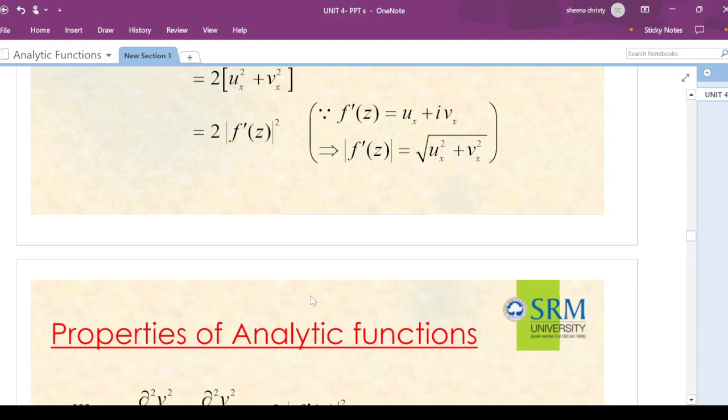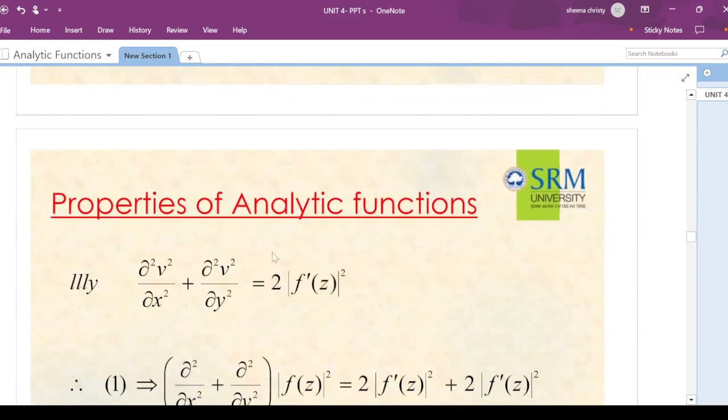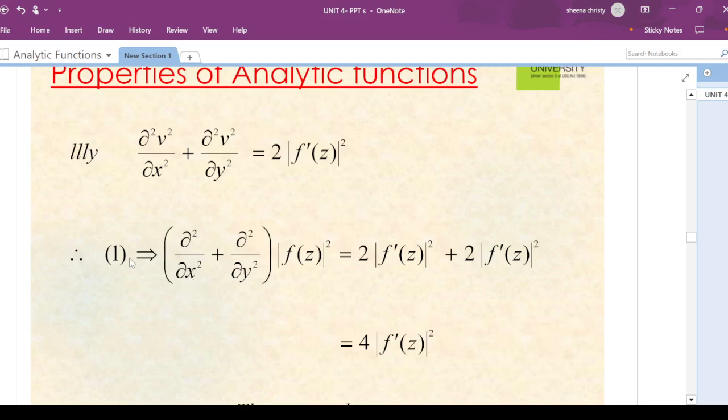Here, in this place, you will get dou square u by dou y square and dou square v by dou y square. So that also you can write in this manner. Therefore, by adding the two equations, you are going to have 2 times modulus of f dash of z square plus 2 times modulus of f dash of z square, which is 4 times modulus of f dash of z square. Hence, we proved.